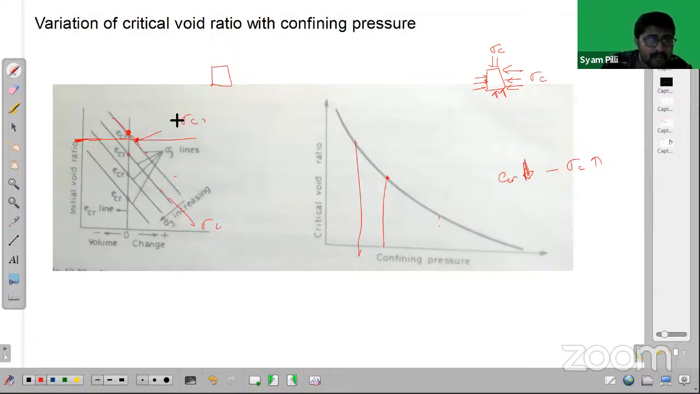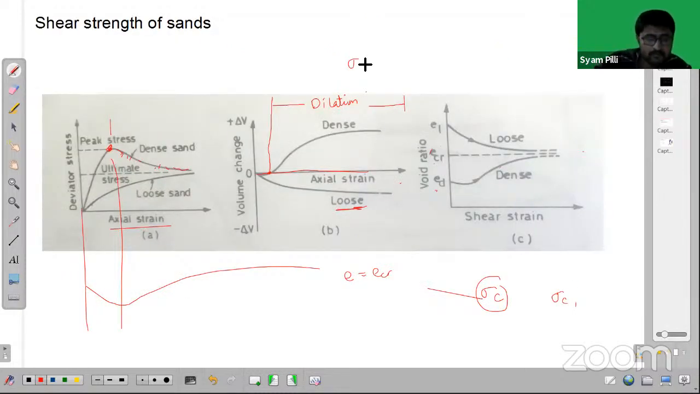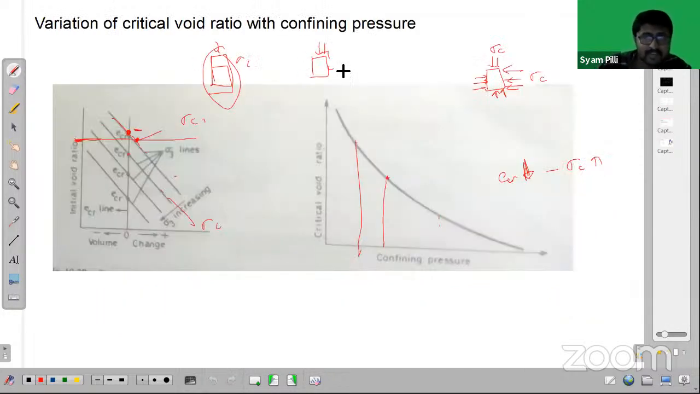So what will happen? While you are testing, the soil volume will get increased. So the void ratio will increase from this level to this level if you are giving sigma C1. But the same soil with the same void ratio, if you are testing under a different confining pressure, which is sigma C2, in this case where is the void ratio lying on this curve? Here, right? So the void ratio is lying here.